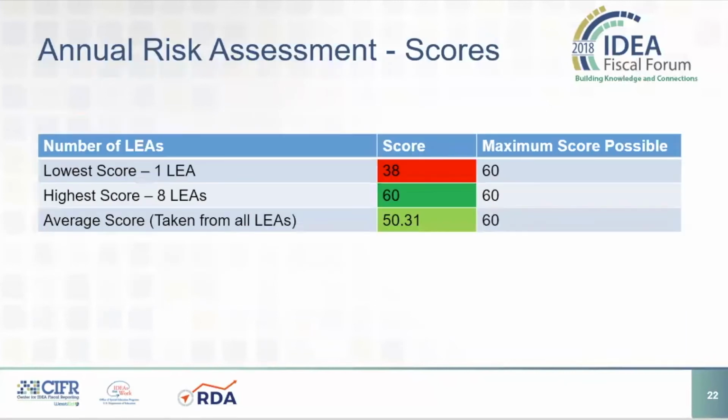So I also wanted to share with you some numbers just to give you an idea of where LEAs were standing. The lowest score that we recorded during the first risk assessment was 38 out of 60. We only had 1 LEA. And then the highest score was the maximum amount of points, 60 out of 60, and we had 8 LEAs scoring 60. The average risk assessment score for all our LEAs was 50.31.